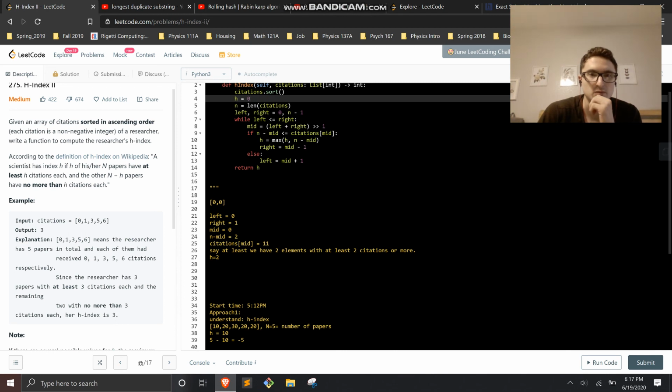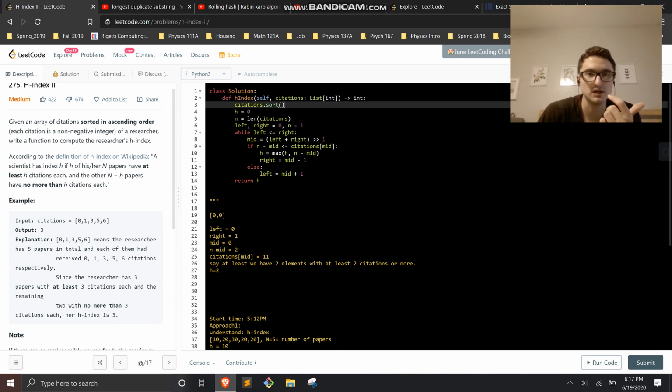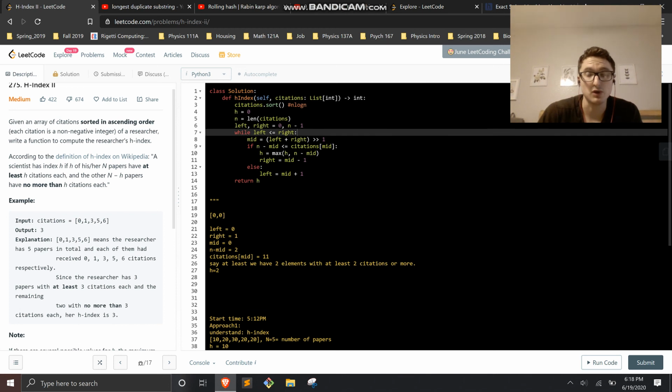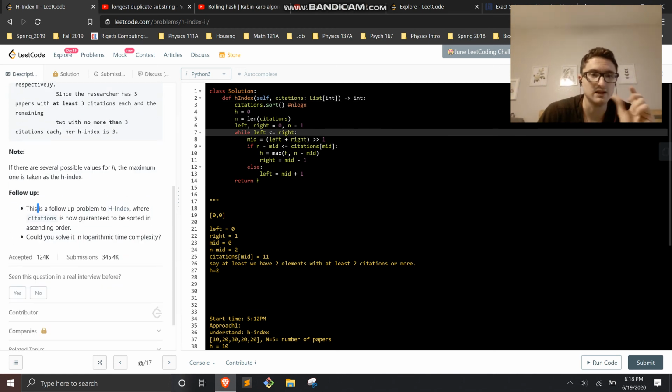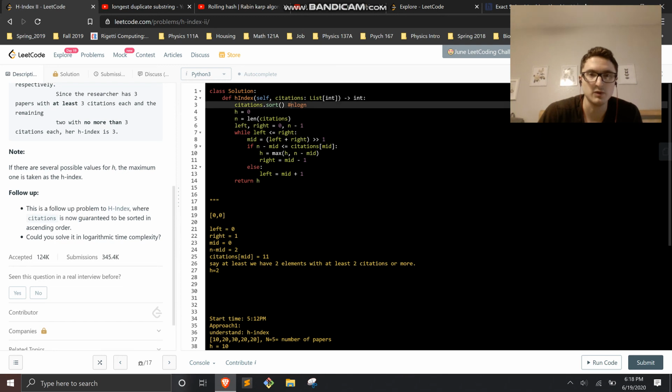Let me go into time complexity real quick. So time complexity for this is going to be n log n when we sort it, and then once we do the binary search down here, that's just log n. So this kind of answers the follow-up question, which is if this problem was already sorted, then the time complexity would be logarithmic. But because we have to sort it, we do get n log n. Maybe there's a way around that.